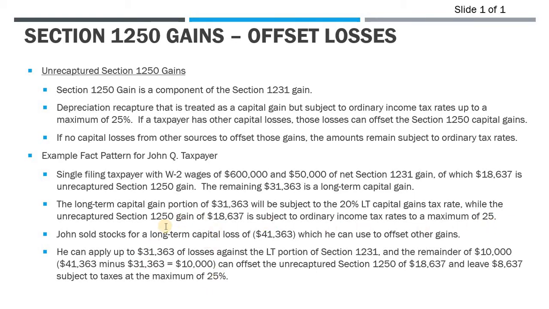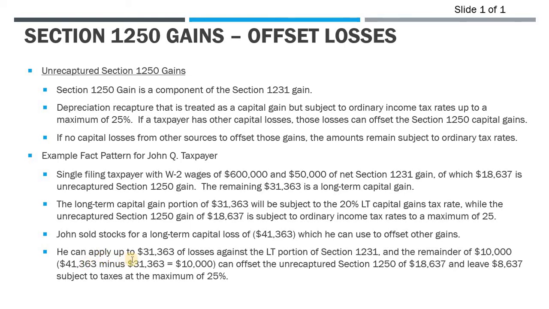So here's the other little wrinkle in the fact pattern that helps John. John also sold some stocks, so he was just trading stocks in his brokerage account, and he had long-term capital losses from the stocks of $41,363. Now, because he has a long-term capital loss on these stocks, he can use that to offset the 1231 gain here, and it includes the unrecaptured 1250 amount.